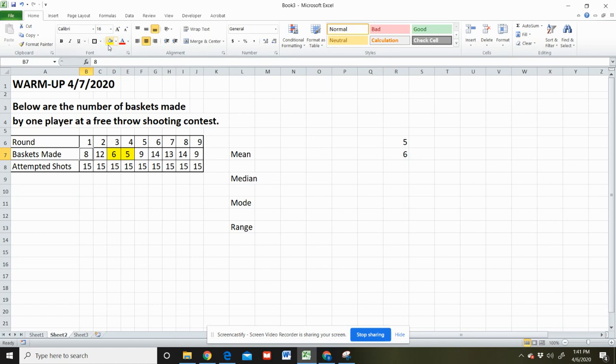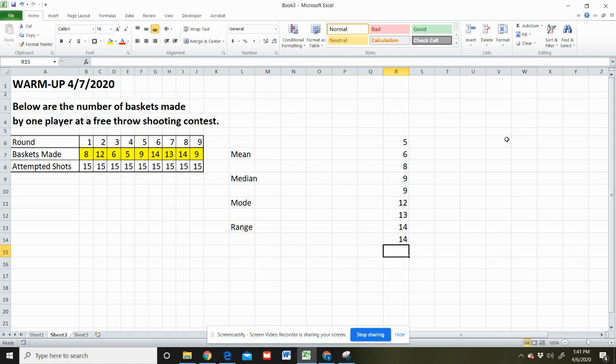Looks like we're at 8, so I'm going to use 8 this time. We've got a 9 and a 9, so I'm going to go with my 2 9s there. Next is going to be a 12, then 13. And last, we've got 2 14s. Just to verify, I should have 9 numbers because I had 9 rounds. So 1, 2, 3, 4, 5, 6, 7, 8, 9.